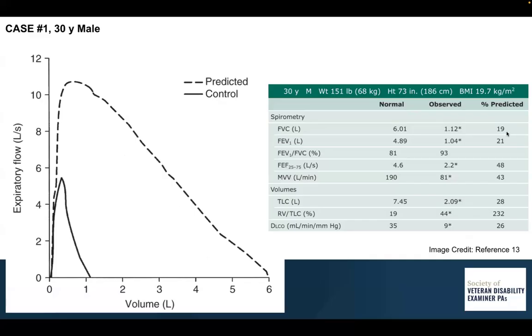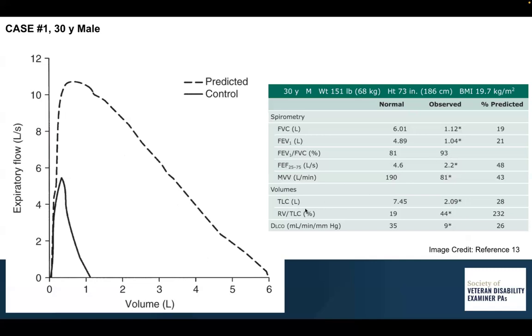The FEV1 to FVC is normal because these are both reduced, but the FVC is reduced more than the FEV1. This would be predicted for FEV1 to FVC, and this is what's observed. Okay.